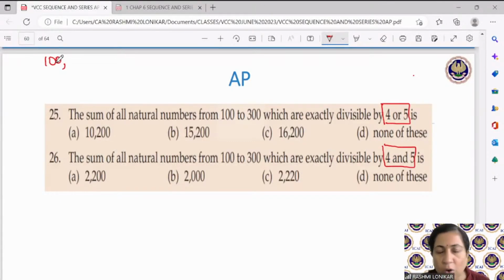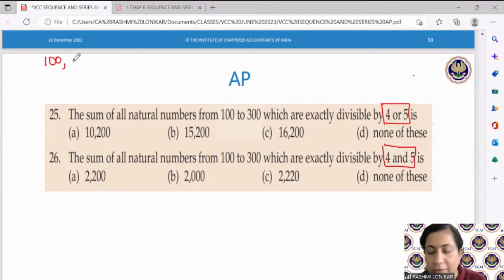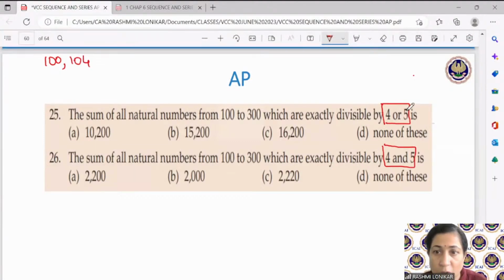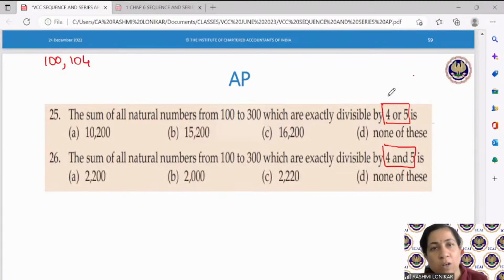100 is divisible by both. Then 104. Let us see 104 divided by 4. Yes. So 104. Because they are saying or, I take a number. It can be divisible by either 4 or 5. Then is 104 divisible by 5? No, but it is divisible by 4. Then I take 105. It is divisible by 5. Okay. Then 108. Then 110 and so on.